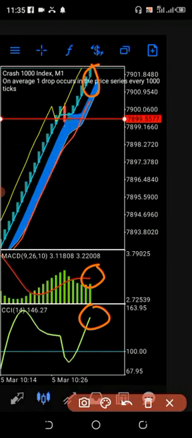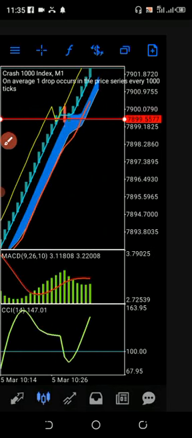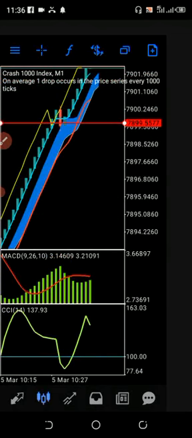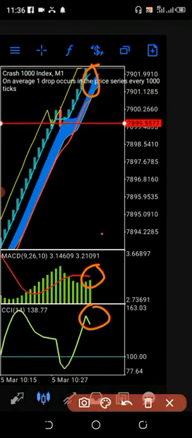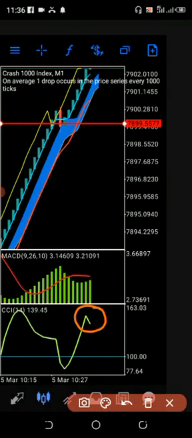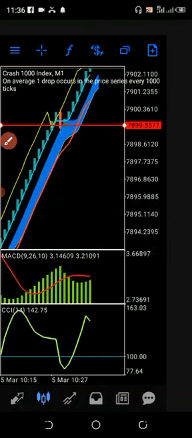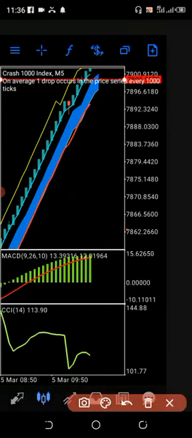So in your 1 minute time frame, anytime you see a spike drop, how will you know that more spikes are coming? Have you seen how this is making a curve? Watch here. Anytime it is forming a circle like this, you go to your 5 minutes time frame and check. Apart from that, Crash 1000 always has strength and momentum before the spike drop.